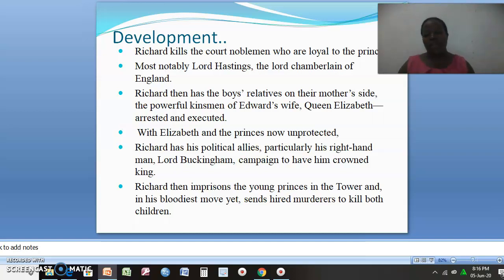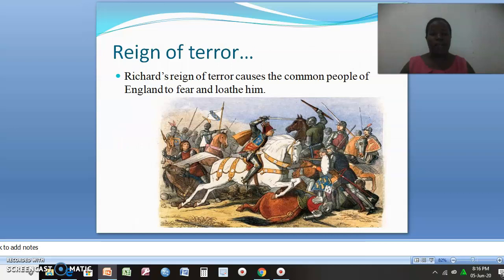So Richard goes ahead to imprison the princes. There are two, the sons of Edward, and he does not stop there. He makes sure that they die in that tower.